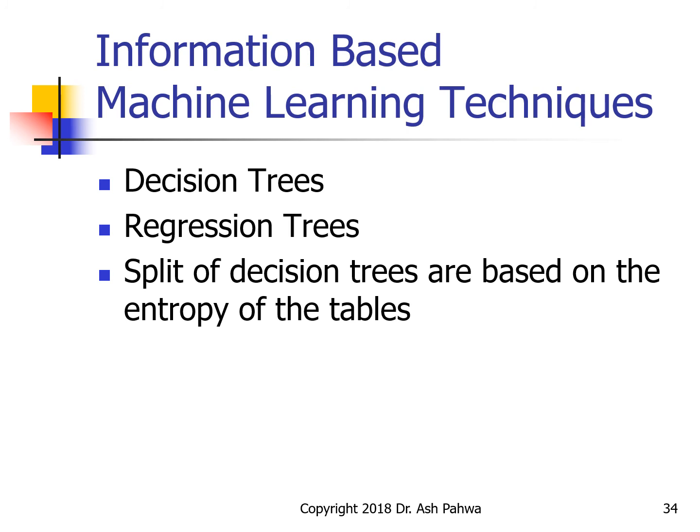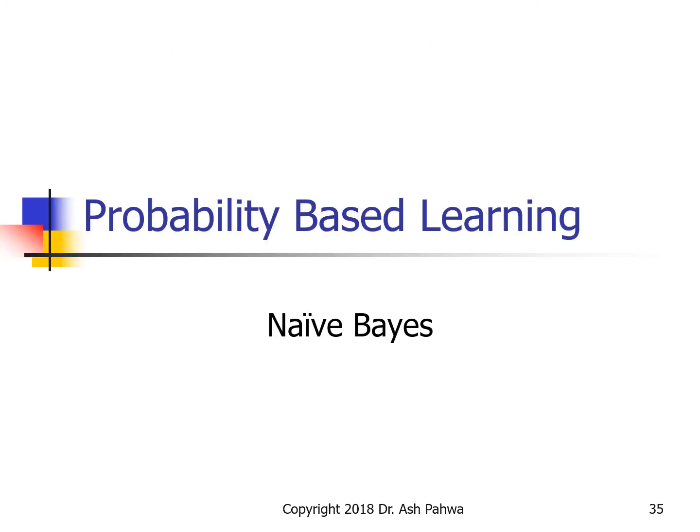And the splits of a decision tree are actually based on the entropy of the tables. So we are going to define a concept called entropy. And once we know the entropy of our tables, based on that, we can split these trees and finally build a decision tree. The next strategy that we use is called probability-based learning. Here we are computing the probability, and we use the Bayes theorem for computing the probability.